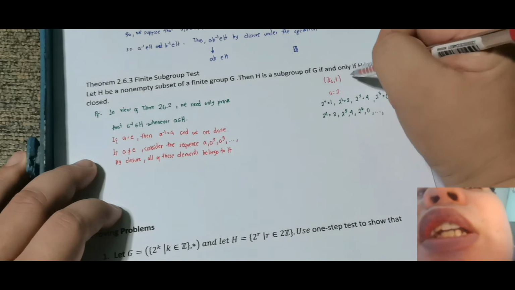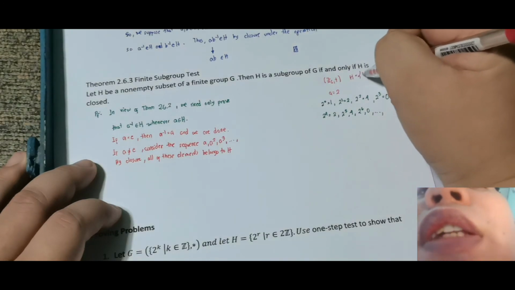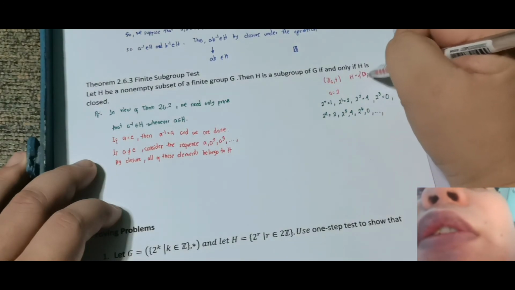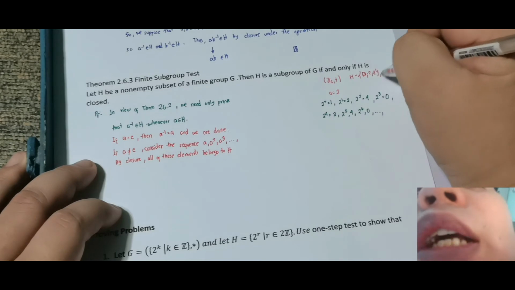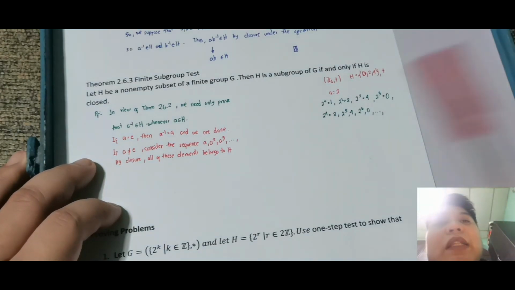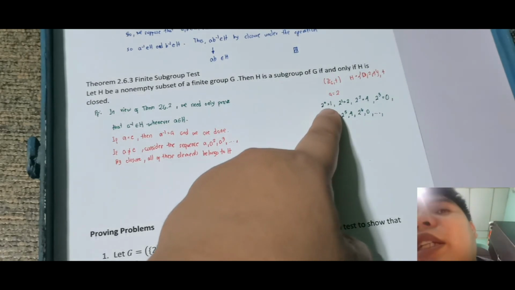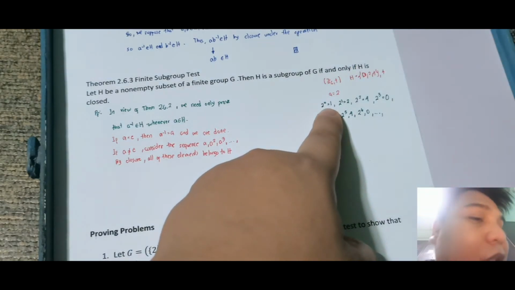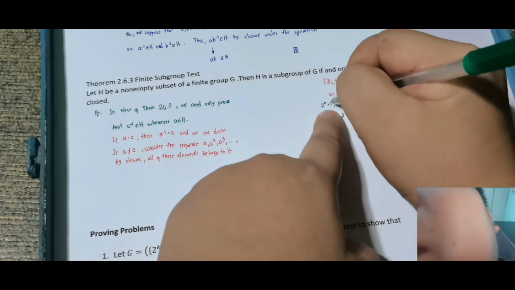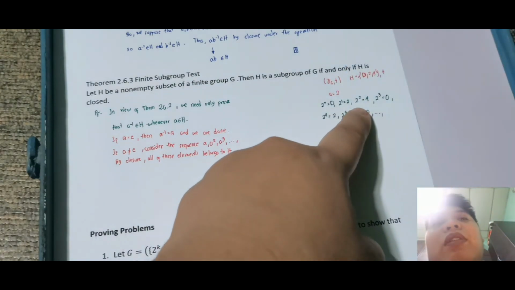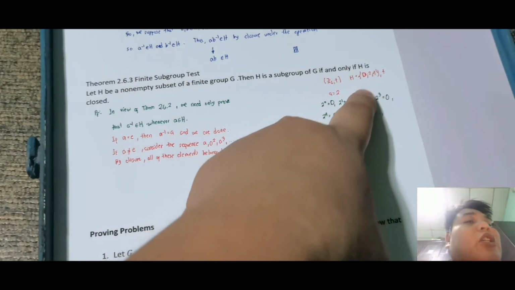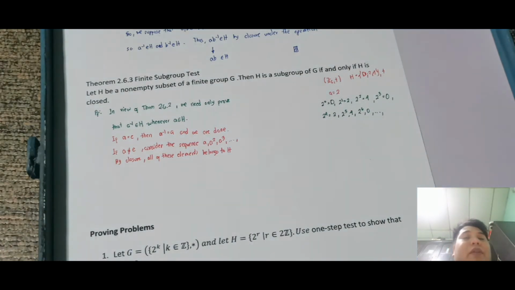So assuming meron tayong H, the set containing 0, 2, 4, 10, comma, plus din. Lahat ng yan belong pa rin sa H. Kung napansin mo, 2 raised to 0 is 0. Sorry, mali ako dito. 2 raised to 0 is 0. Okay, so 2 raised to 1, 2 raised to 2, 2 raised to 3, lagi siyang belong sa H. So tama yan. Okay tayo dyan.